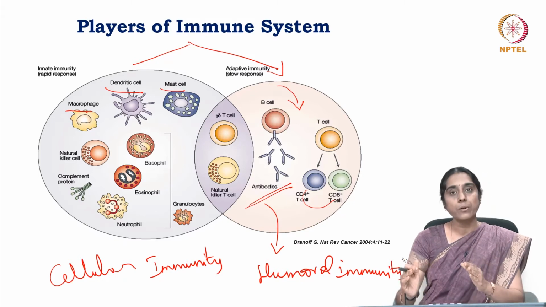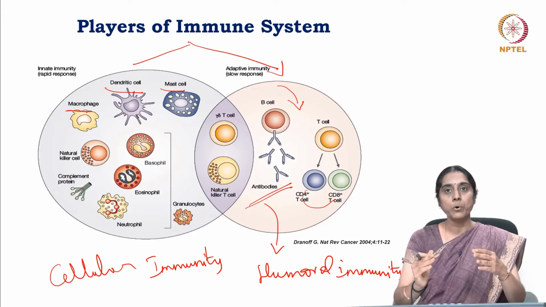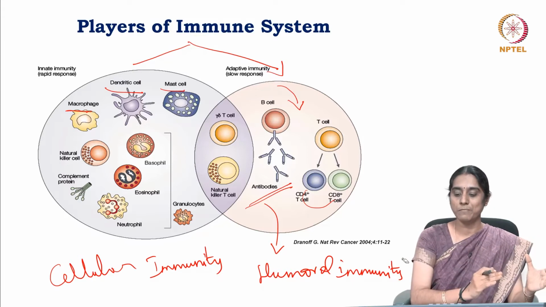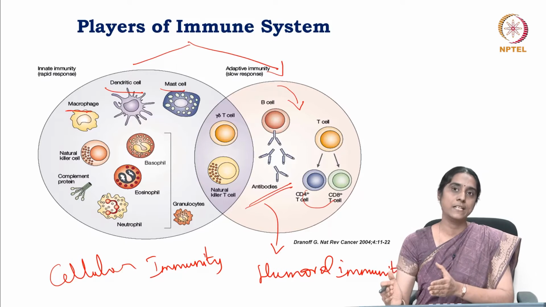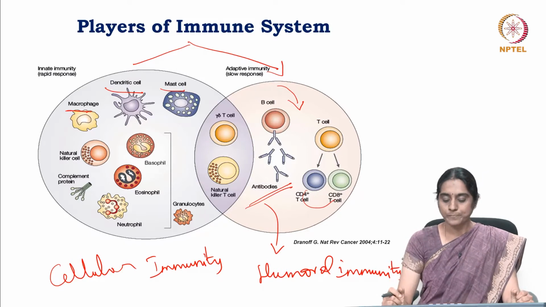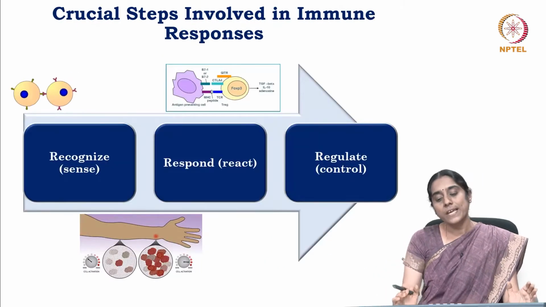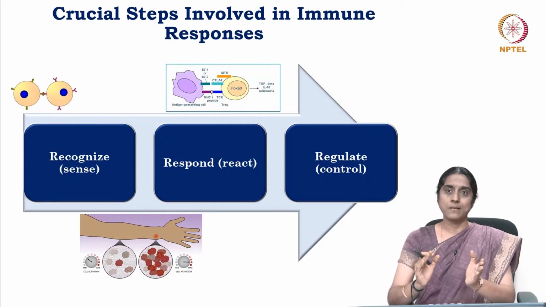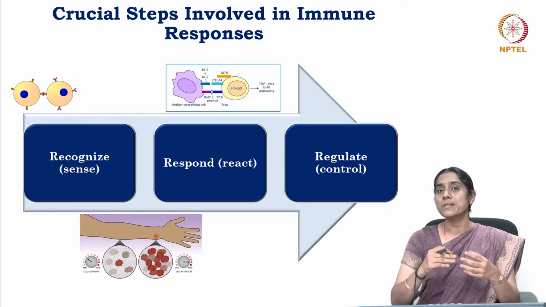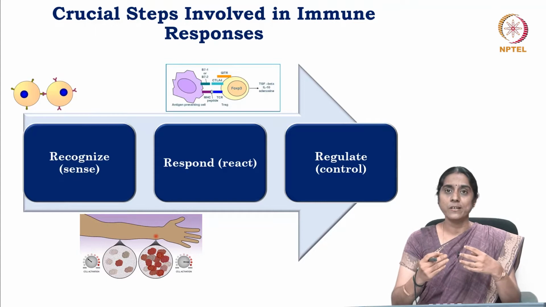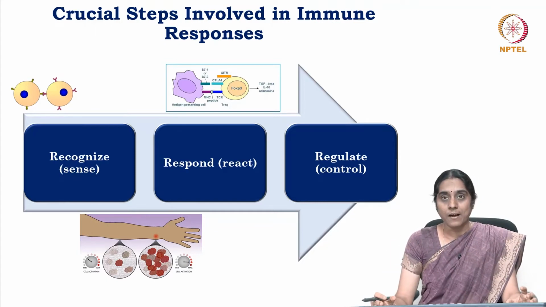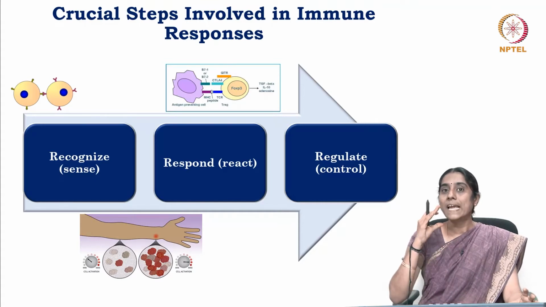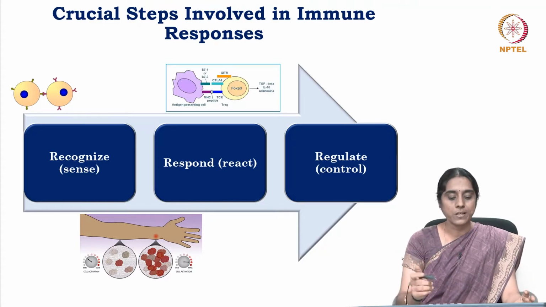Right? So this is also another way. Cellular immunity is mainly mediated by the cells of the immune system, and humoral immunity by the various factors and antibodies of the immune system. Okay. So if you see the crucial steps, the mechanism of how the immune system is functioning is very elaborate, but we will be seeing the key steps and the key process involved.